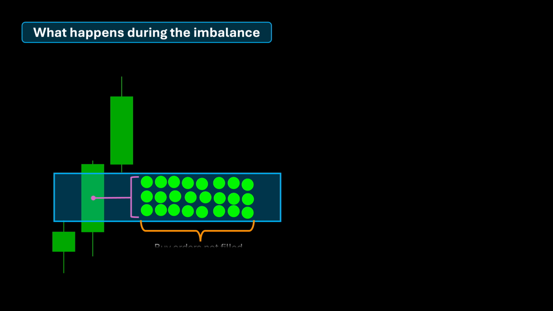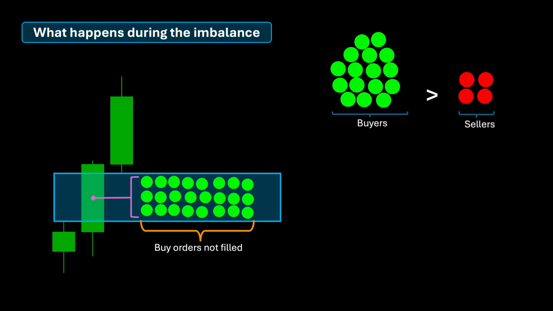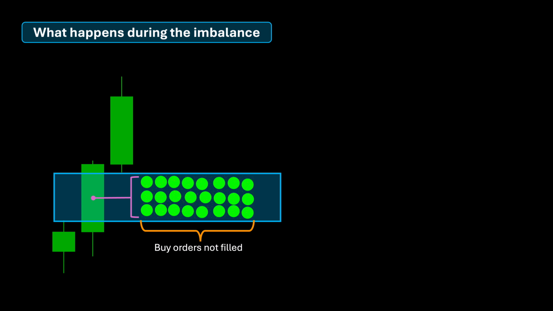Very, very important. Let me show you what happens during the imbalance process. So during the imbalance process, a lot of orders are not filled. They are left pending to be filled. Remember, that's happening because there are not enough sellers, because almost every participant is buying or is the buyer. Now that there are these pending orders, the market is going to come back and fill the gap.